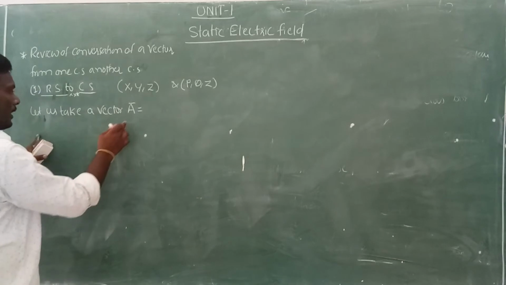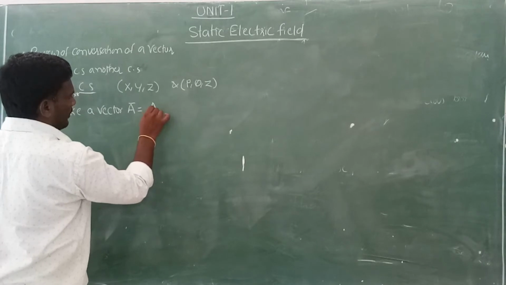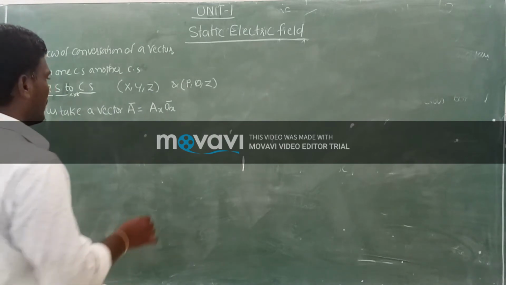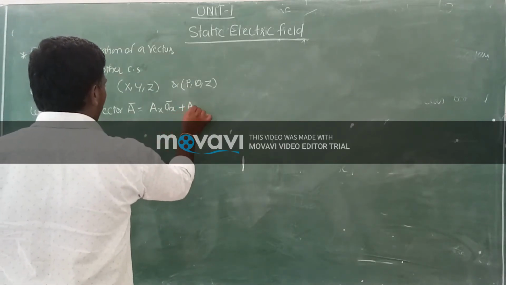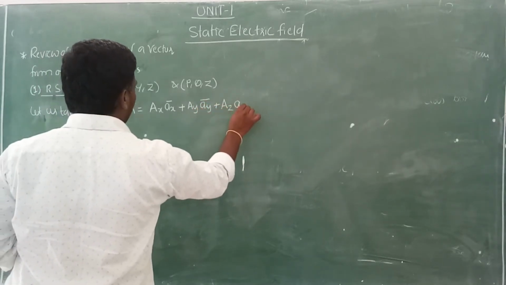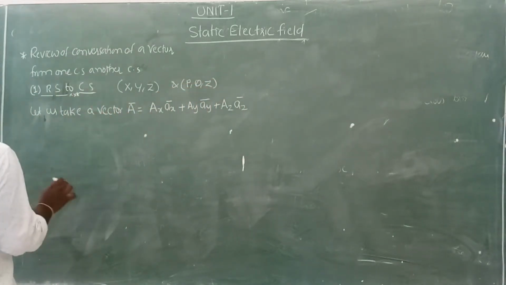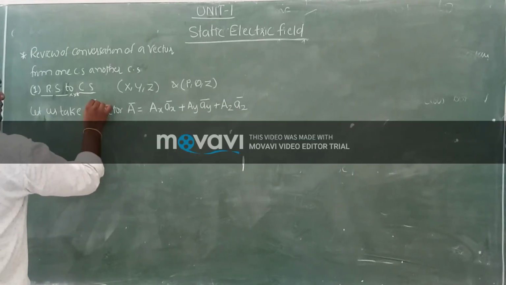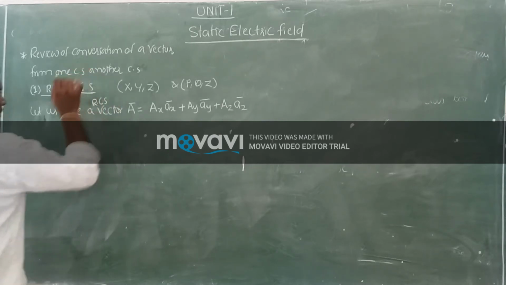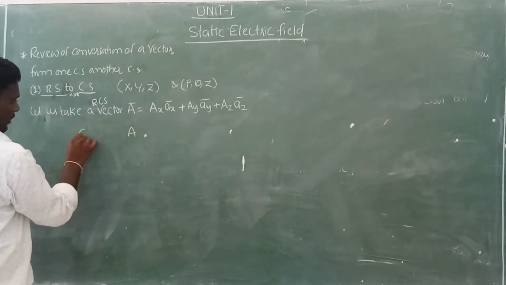Now here I am writing a vector in the rectangular coordinate system. It is represented by Ax ax bar plus Ay ay bar plus Az az bar. Similarly, we consider the same vector in the cylindrical coordinate system.